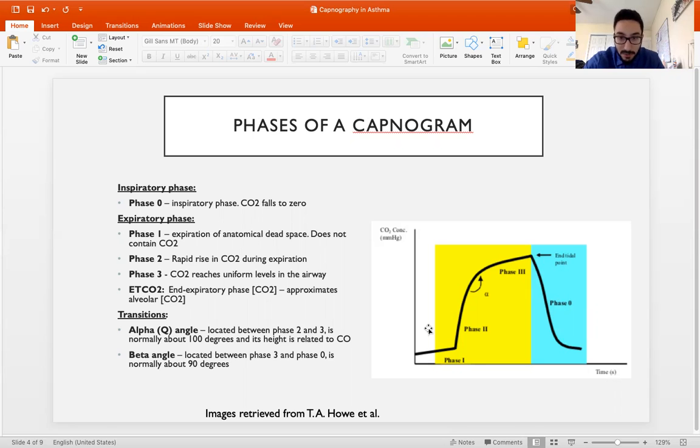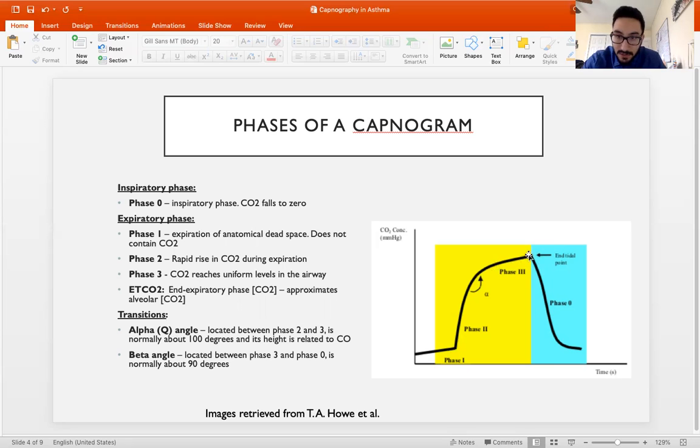Now, your expiratory phase, phase 1, starts with this flat-ish part of the curve here. Essentially, that is expiration of anatomical dead space. It doesn't have much CO2 in it. And then you move on to phase 2, which is rapid expiration of CO2. It goes to about here and moves on to phase 3. Between phase 2 and phase 3 is your alpha angle or your Q angle. It's normally about 100 degrees, and its height, I did read, is related to cardiac output. Now, phase 3 is towards end expiration, and that's when CO2 reaches almost steady state levels.